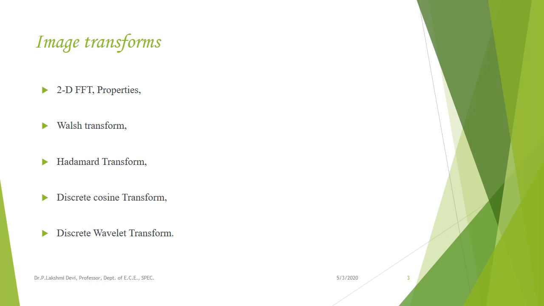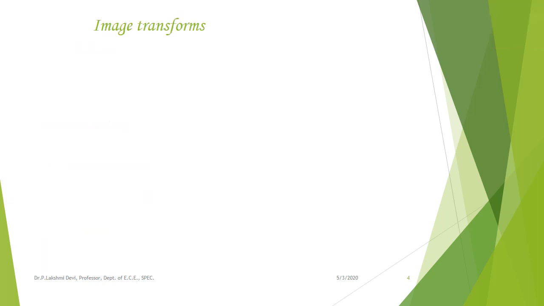Two-dimensional transform properties, Walsh transform, Hadamard transform, discrete cosine transform, discrete wavelet transform. To the maximum extent, in this particular session, we would like to complete the introduction of image transforms, then two or three properties. In the next videos, as a sequence, we'll finish the remaining properties of transforms as well as Walsh, Hadamard, discrete cosine and wavelet transforms.